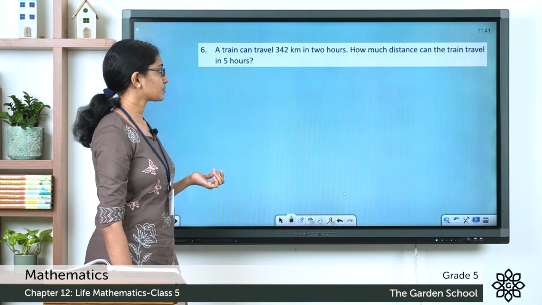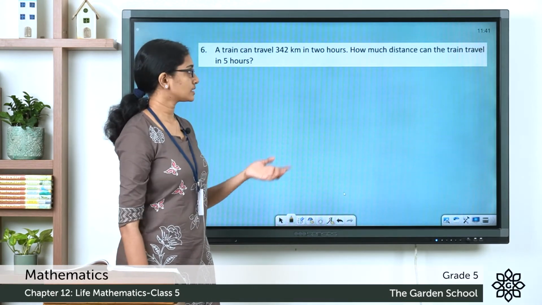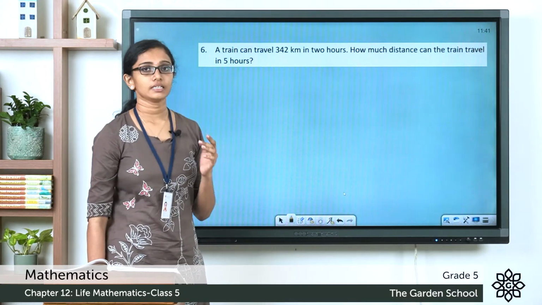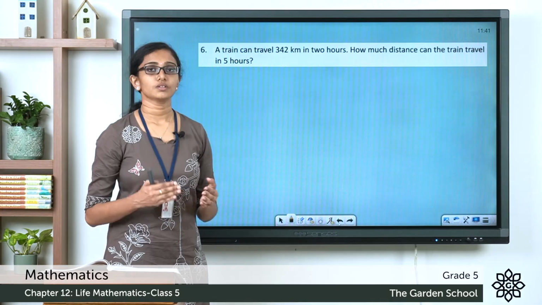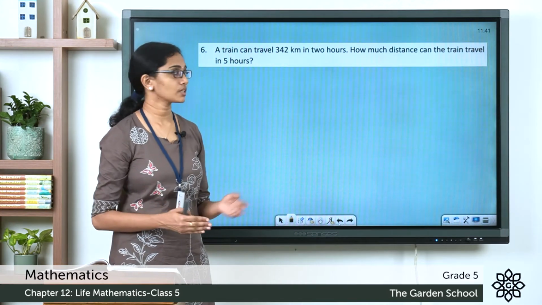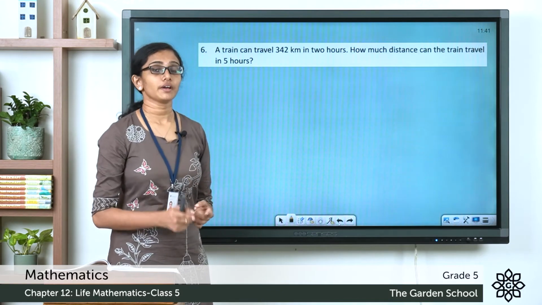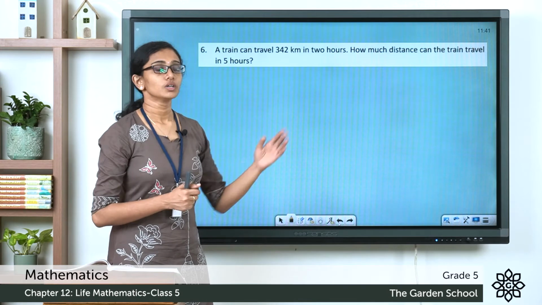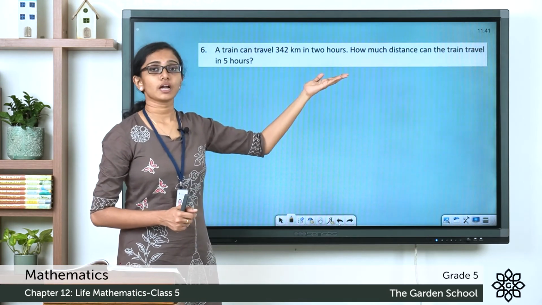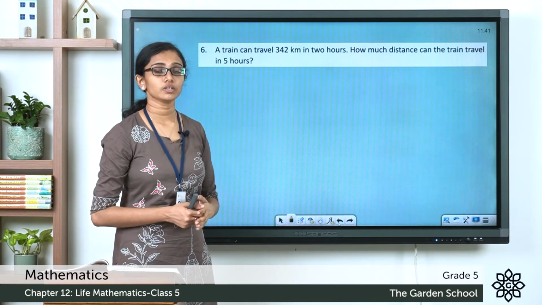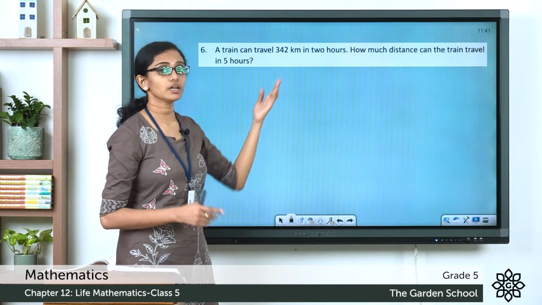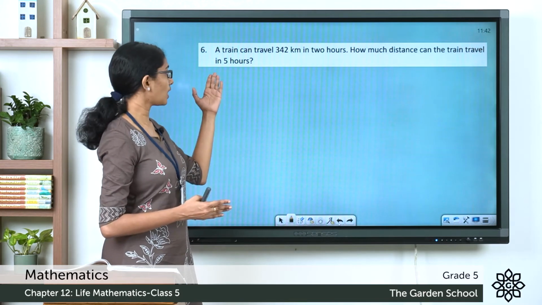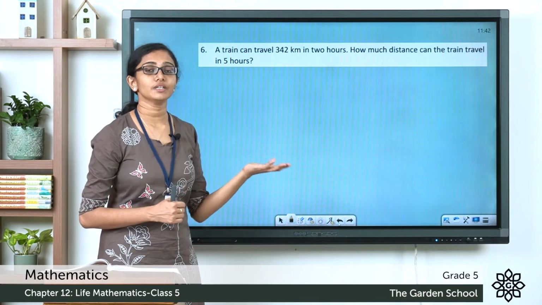A train can travel 342 km in 2 hours. How much distance can the train travel in 5 hours? So the distance the train travels in 2 hours is given. We have to find out the distance the train will travel in 5 hours. How? See, from the distance the train travels in 2 hours, we can find out how much is the distance it travels in 1 hour. And then we can multiply that distance into 5 to get the distance travelled in 5 hours.